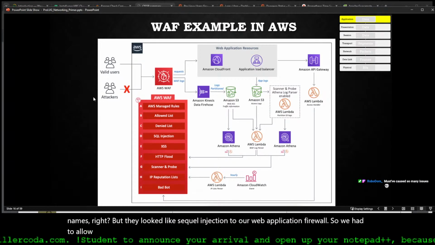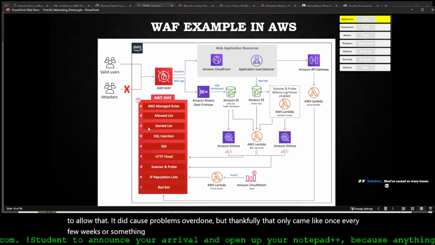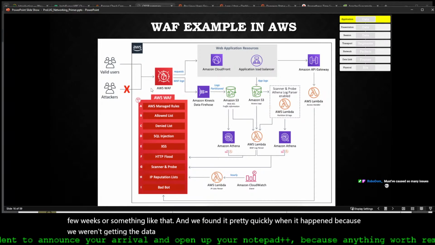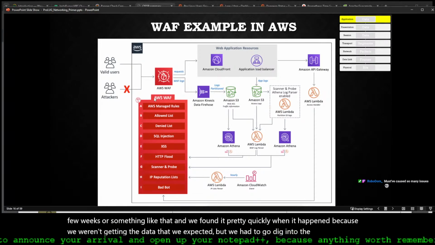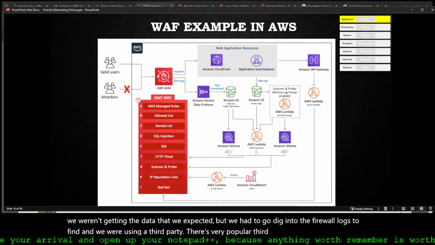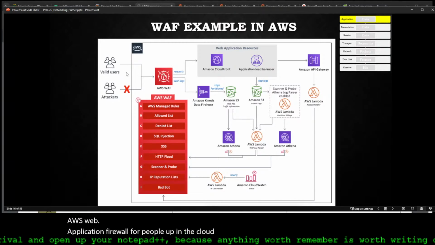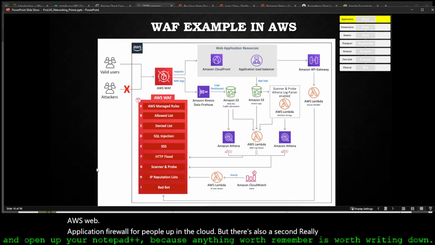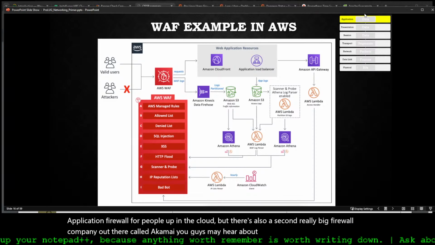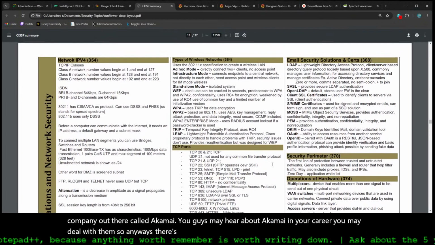It did cause problems, but thankfully that only came up once every few weeks or so, and we found it pretty quickly when it happened because we weren't getting the data that we expected. But we had to go dig into the firewall logs to find it, and we were using a third party. There's a very popular third-party firewall. There's the AWS web application firewall for people up in the cloud, but there's also a second really big firewall company out there called Akamai. You guys may hear about Akamai in your career. You may deal with them. So anyways, there's that.